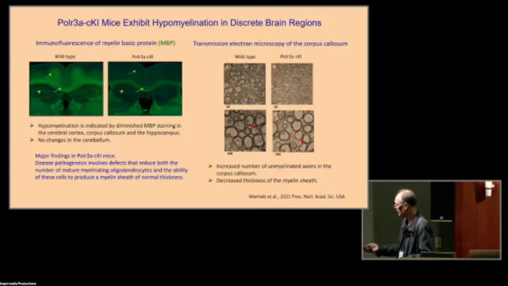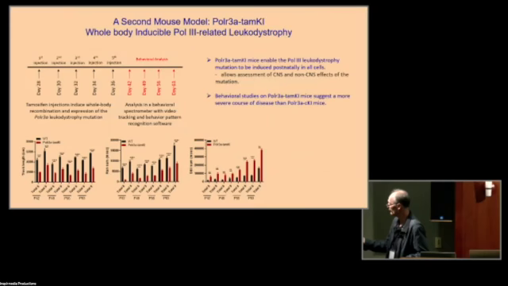And this particular model, a second model of Pol3-related leukodystrophy, is one we call Pol-R3A TAMKI. This is a whole body inducible Pol3-related leukodystrophy model. The way that we have engineered these mice is that we're using genetic tools, very familiar genetic tools, where the mutation can be conditionally induced in all cells in the mouse, but we do this postnatally. So the animals don't have the mutations from conception, they only develop disease after we treat them with a small molecule that induces the recombination that leads to the expression of the mutation.